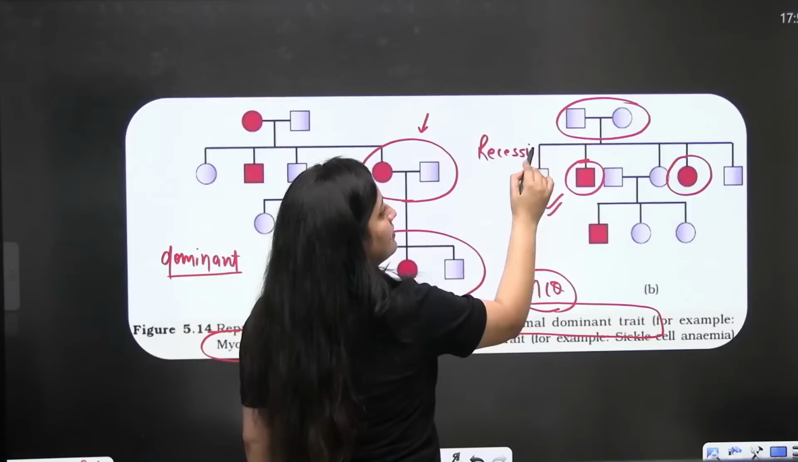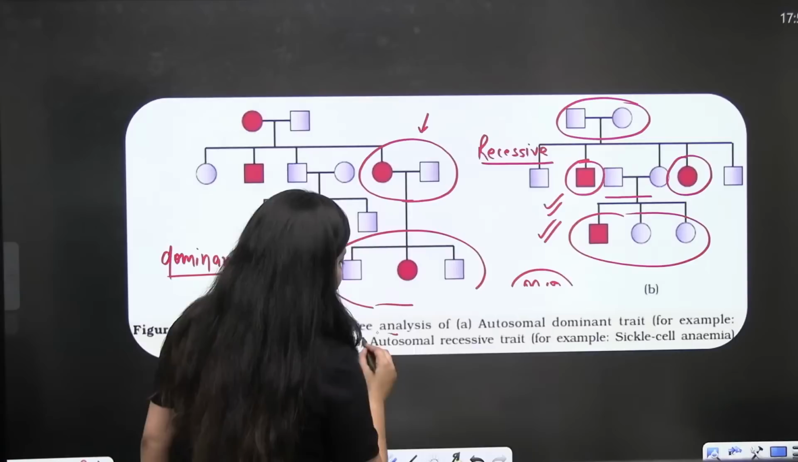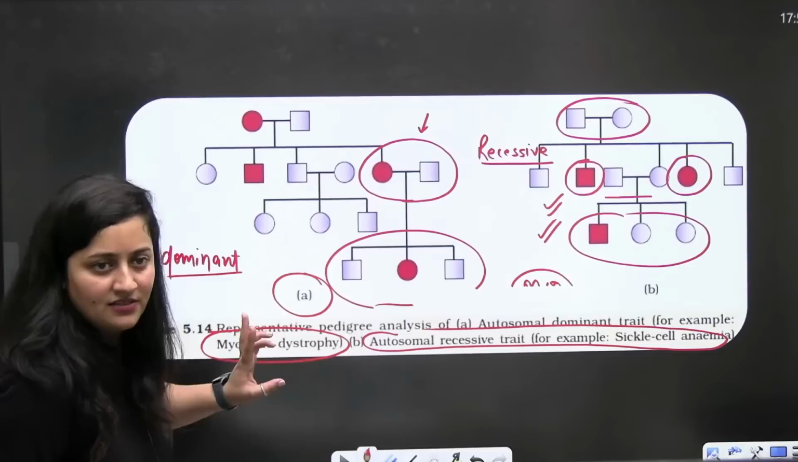Here also, parents are normal and the next generation is showing the character. So this particular example is of an autosomal recessive trait, that is sickle cell anemia. Again, it is also a PYQ. So in both ways, this question can be asked.